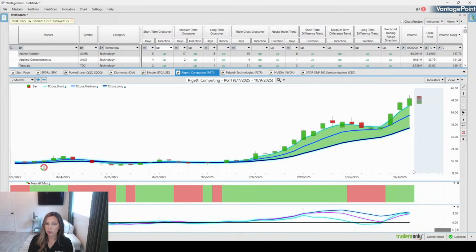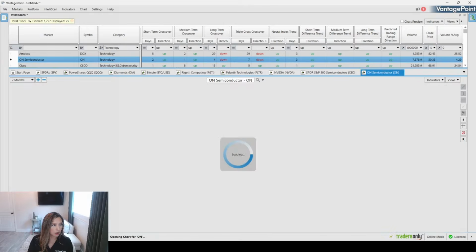All right, we're going to use multiple indicators together in our scan today. So here you can see that the triple cross was down, and then we get this shift for a newer trend. And so you could look for that triple cross to be down, or you could set the direction as well, right? So if we look at ON, you can see ON here.